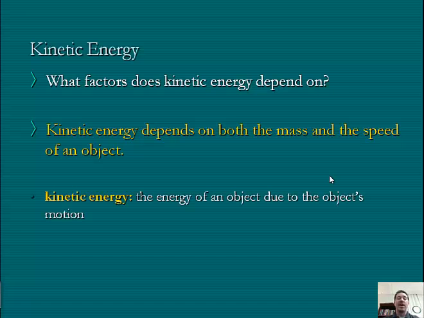So just to define kinetic energy, it's the energy of an object due to the object's motion. The object being the mass, and then the motion being the velocity or speed. We can put this in equation form as well. KE, which is the abbreviation of kinetic energy, is equal to half of the mass times speed squared, or velocity squared. That's why we are going to throw v in here now instead of s. So KE equals 1/2 mv squared, and that's your equation or formula for kinetic energy.